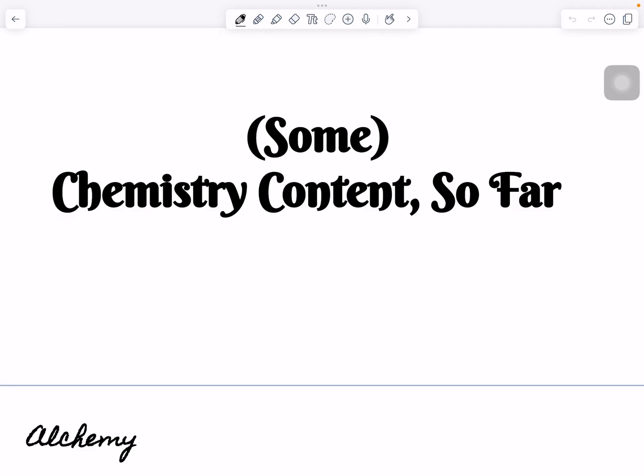For this Edpuzzle, I want to review some concepts from the Alchemy unit and also get a clearer understanding of exactly what you do and don't recall and are able to use from the Alchemy unit. I'm titling this chemistry content so far. It is not all of the chemistry content. It is the information that is important for us to take forward into the smells unit.